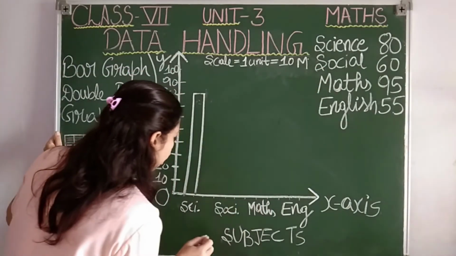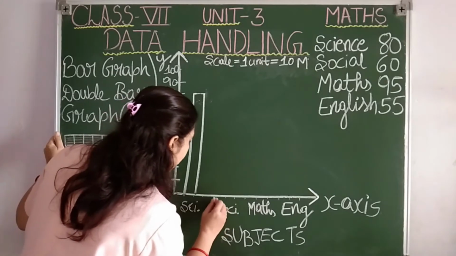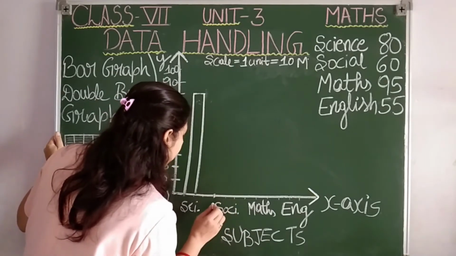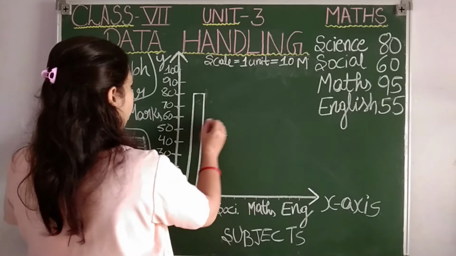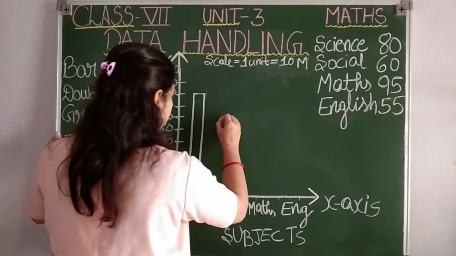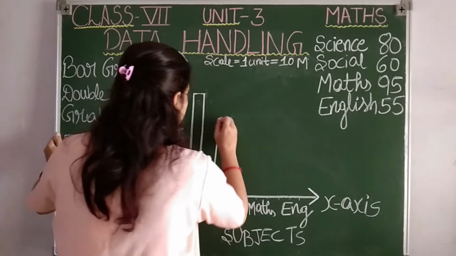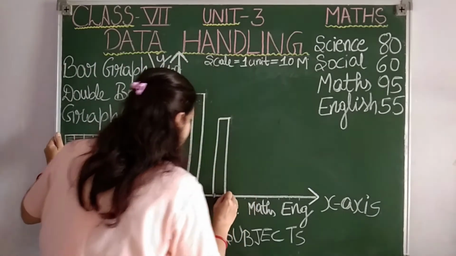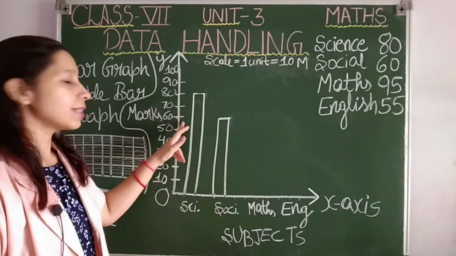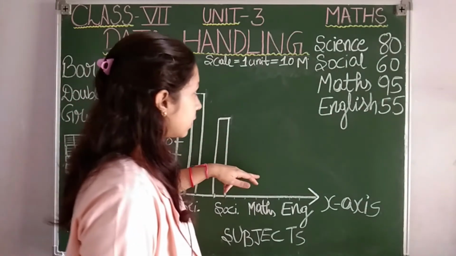Social 60. Here you have written social. So again come here, this is the area for social, and go up to 60. Again see, I have drawn a bar like this. Now again join. So this is my marks of social, which is 60. Next, students, it is maths.